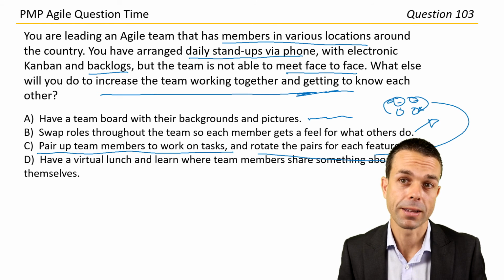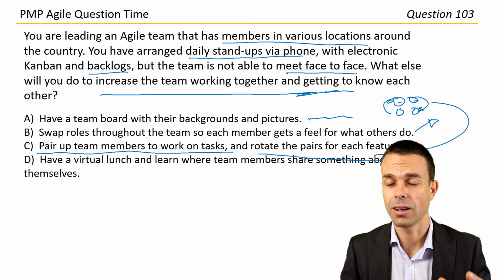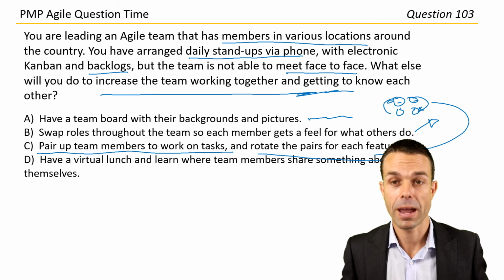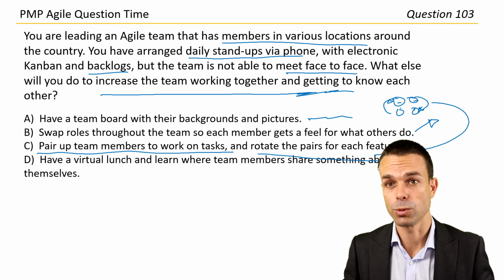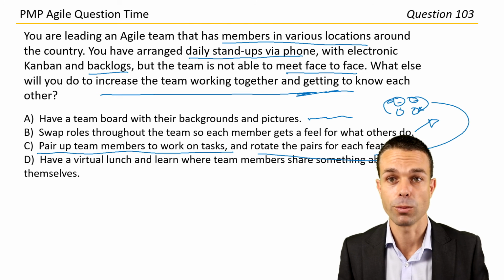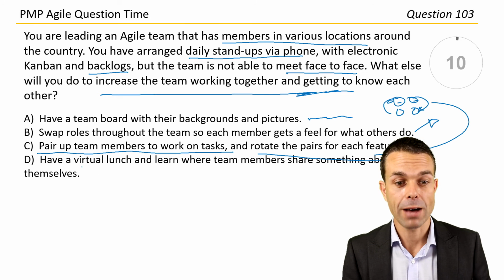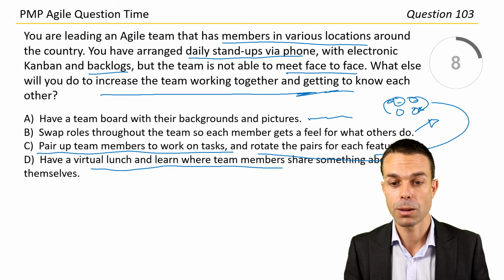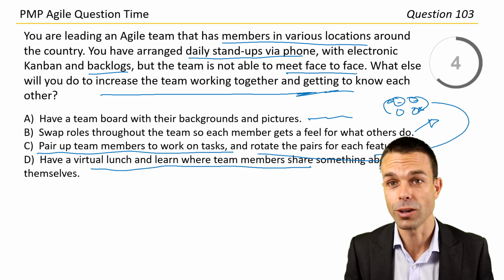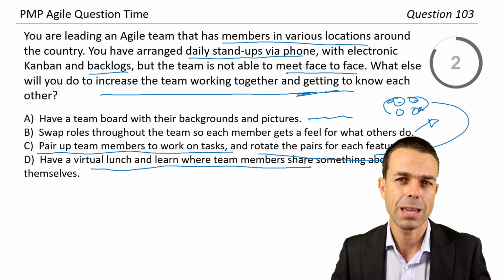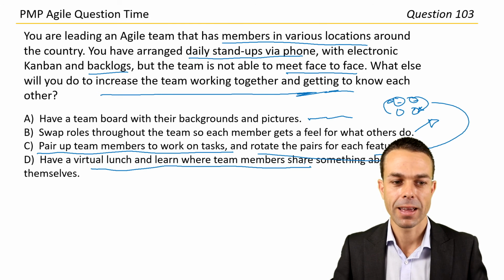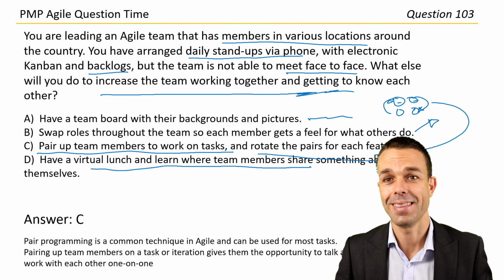And pair programming in general is a concept from Agile, from extreme programming, where we're actually pairing up. One person will code, one person will check, but it could be for any role, really. It doesn't just have to be for developing or programming. Lastly, have a virtual lunch and learn where team members share something about themselves. Again, pretty good, but from an Agile perspective, let's team up and start working together, even though we're not in the same place. Answer C, and there it is.